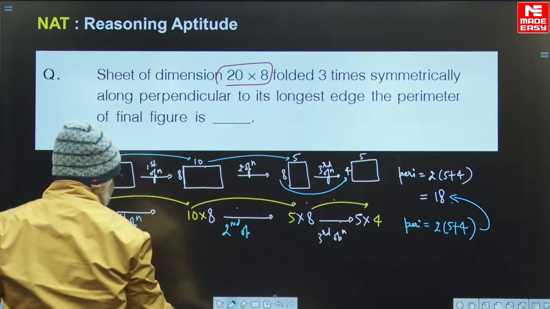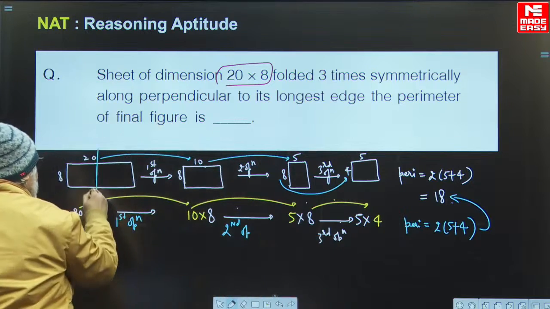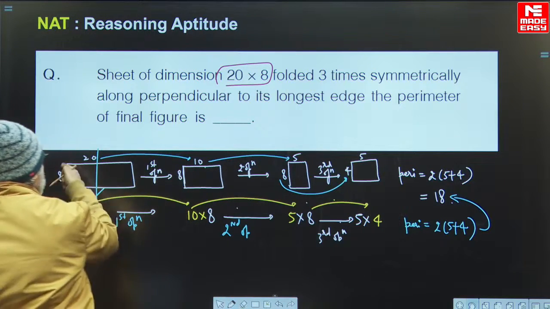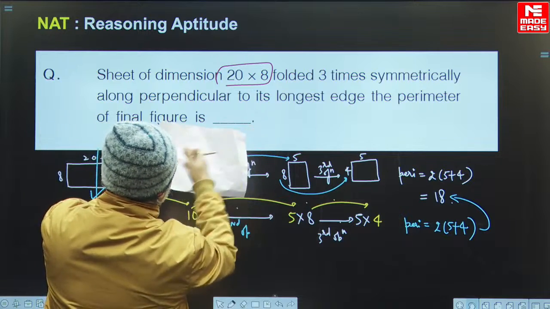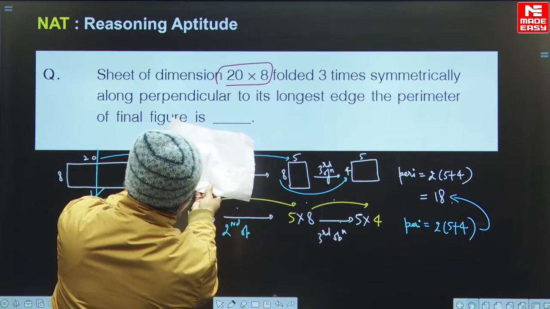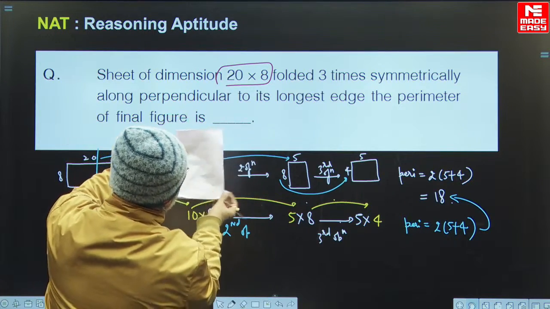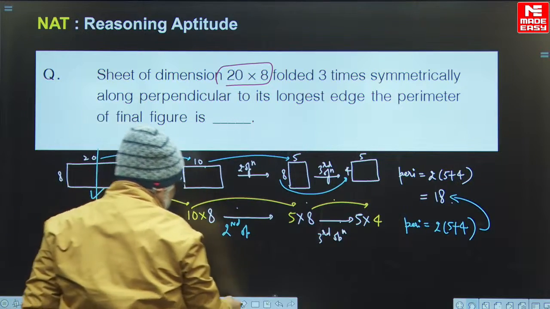Now 20 will become half. 20 will become half here, it will become 10. This side will remain unchanged. See, 20 and 8, this side 8 will remain unchanged. 8 is as it is, and it had become 10 cross 8.